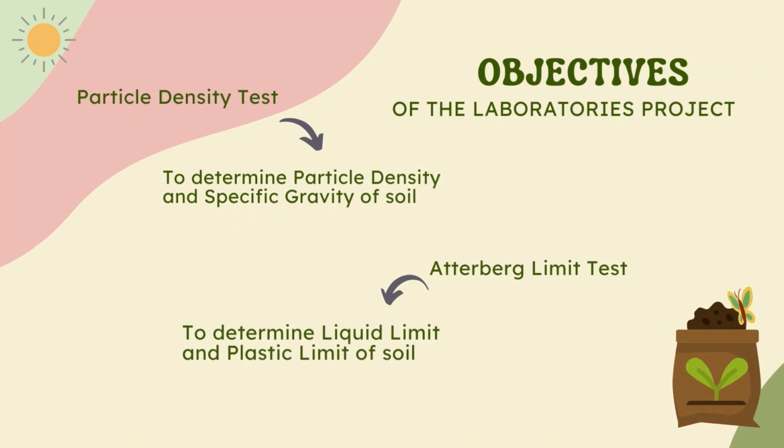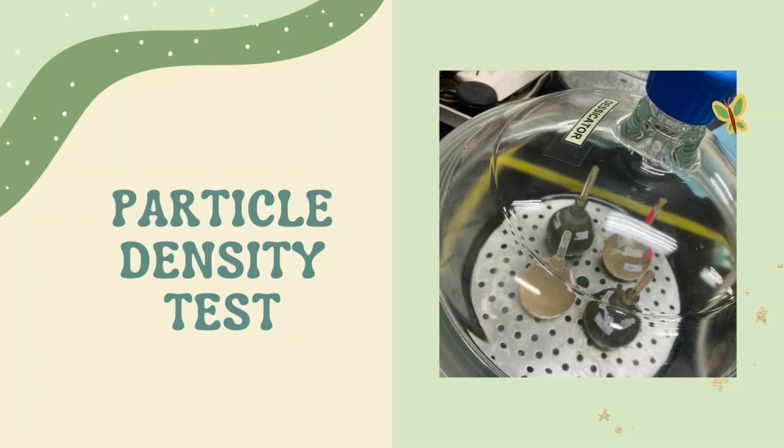The objective of the laboratory project is, for the particle density test, to determine the particle density and specific gravity of soil. As for the additive limit test, it is to determine the liquid limit and plastic limit of soil. The first experiment is the particle density test.